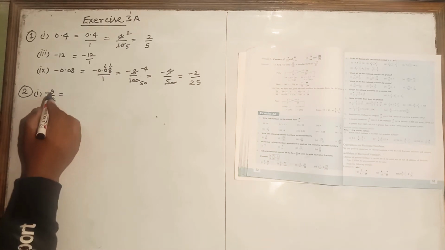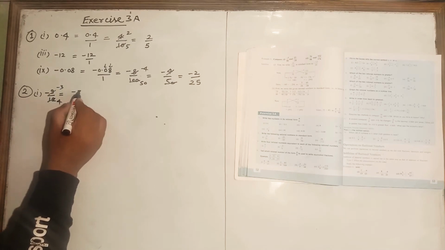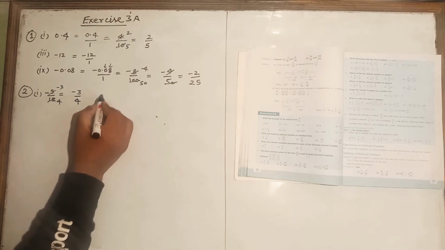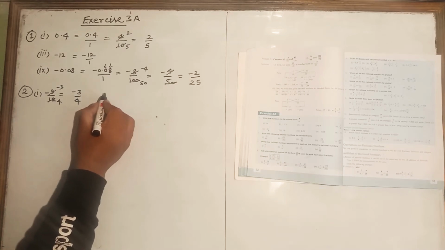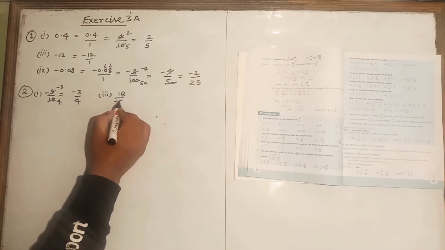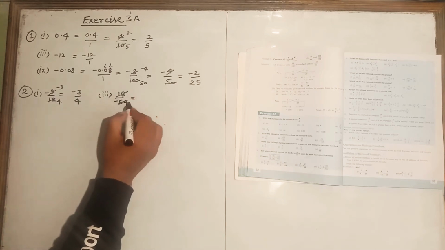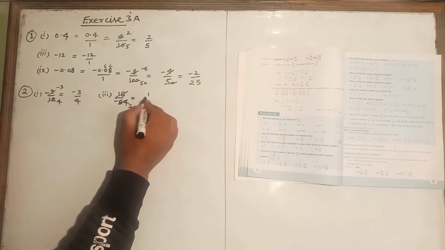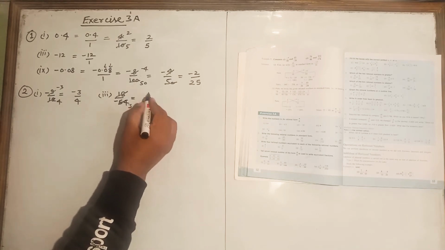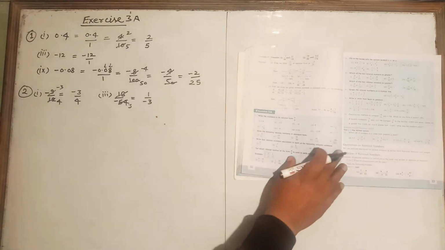So we will divide it. 3 3s are 9 and 3 4s are 12. So our answer will be minus 3 upon 4. Now one more part is there. Third part, 18 upon minus 54. So both are divisible. 18 3s are 54. So it will be 1 upon minus 3, or minus 1 upon 3 also we can write. This will be the standard form of these fractions.